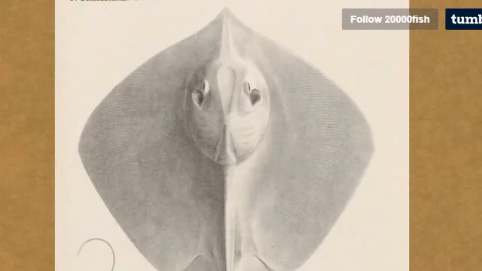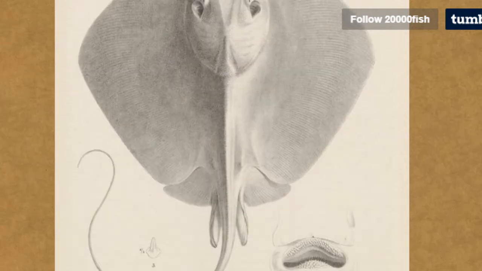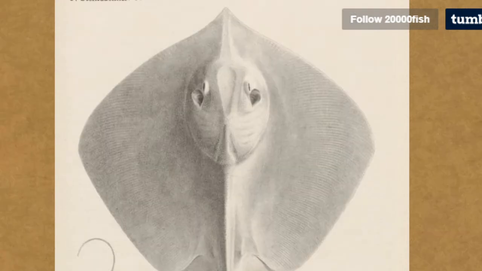We have here an illustration of a Chinese stingray. I'll go up and down so you can see the whole thing. It says here this is a rare species whose actual existence was still in doubt when this was written. But not much is known about the Chinese stingray. Its official conservation status is data deficient. So this is a very rare stingray.